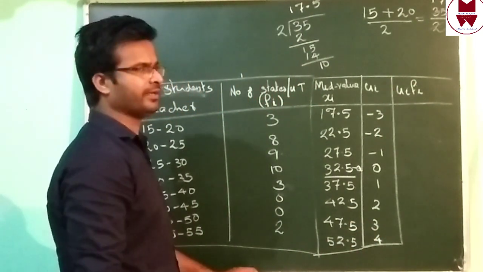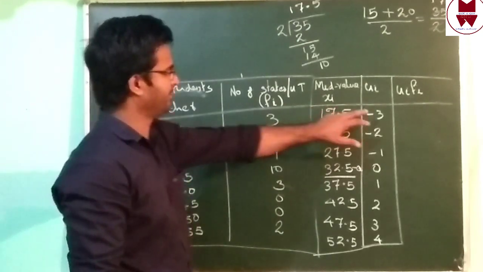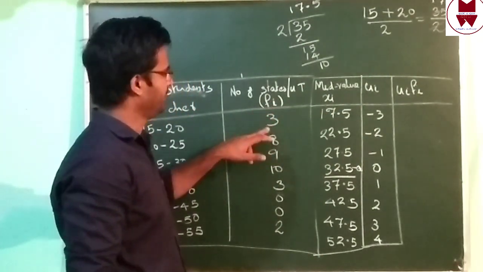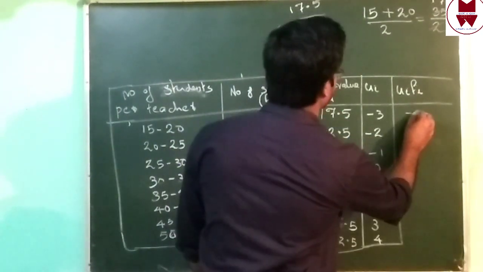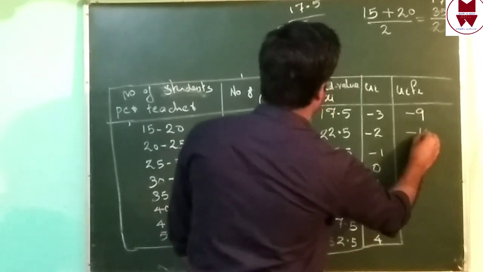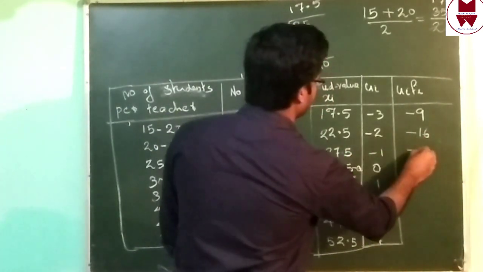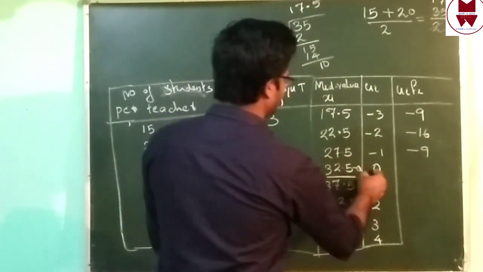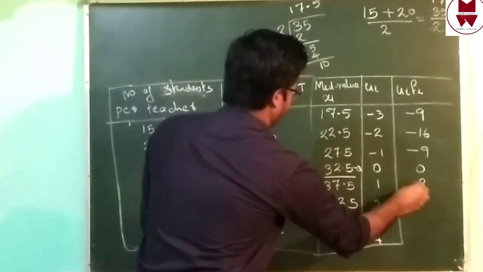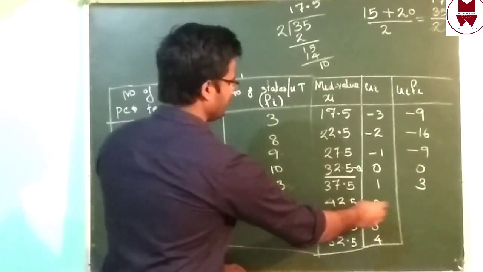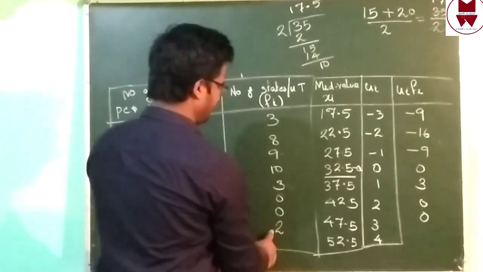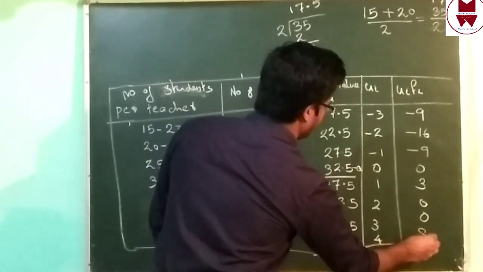The next column is uifi. Multiply ui and fi. ui in here already got it. Then fi already number of students, isn't it? Then 3 into -3 is -9. 8 into -2 is -16. 9 into -1 is -9. 10 into 0, 0. 3 into 1, 3. Then 0 into 2, 0. 0 into 3, 0. Then 2 into 4, 8.